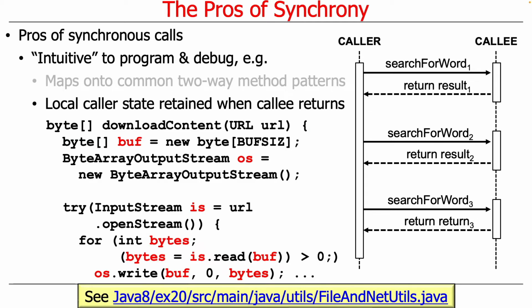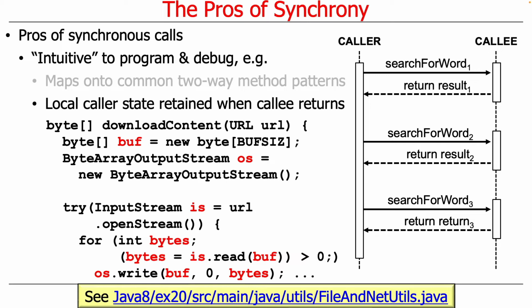So here's an example, and you can see this example if you take a look at this code. This particular example is going to download the contents at a URL and return a byte array of that content. And you can see here what we do is we go ahead and we allocate a new byte array, we create a new output stream for the byte array, then we use a try-with-resources block to open a connection to that URL, and then we read the contents of the connection and write them to the output stream.